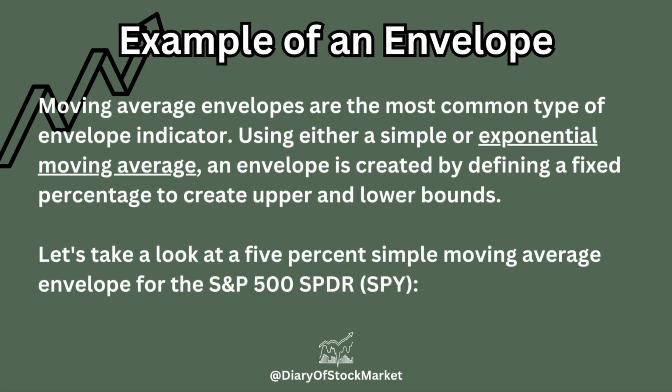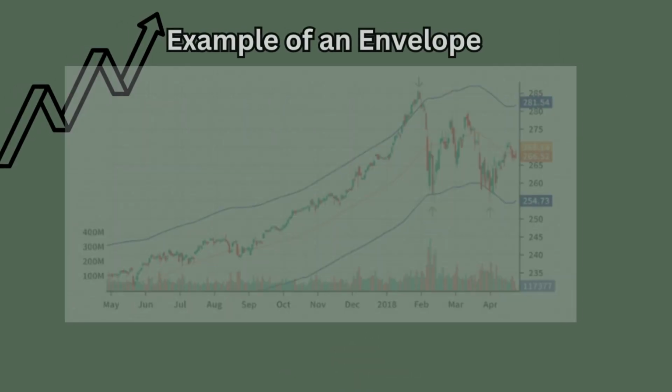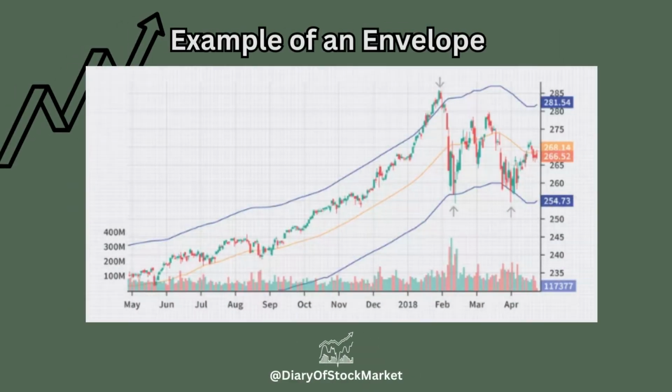The most popular sort of envelope indicator is the moving average envelope. An envelope is produced by specifying a specific percentage to define upper and lower boundaries using either a simple or exponential moving average. Consider the following 5% simple moving average envelope for the S&P 500 SPDR, SPY. Traders may have taken a short position in the exchange-traded fund when the price went above the upper range and a long position when the price dropped below the lower range.